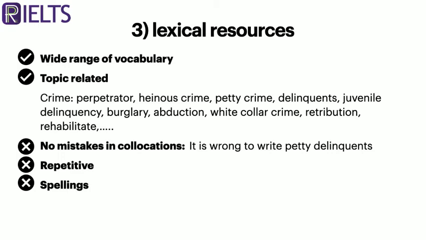So you can use these words in your essay wherever it is needed. Okay. So the third thing is you should not make mistakes in collocations. Collocations are the words which are used together. For example, heinous crime, petty crime, juvenile delinquency. So if you write petty delinquents, it will be wrong, right? So there are some words which are used together and you should always use them together, right?